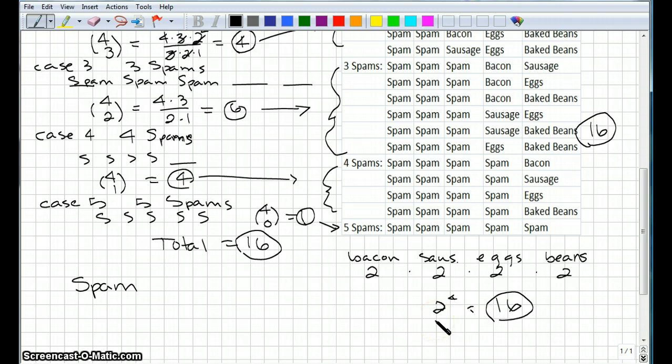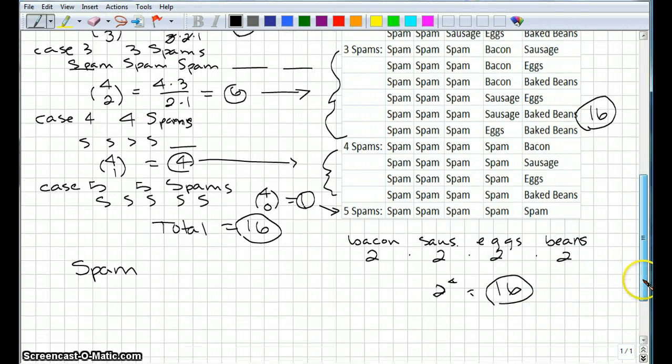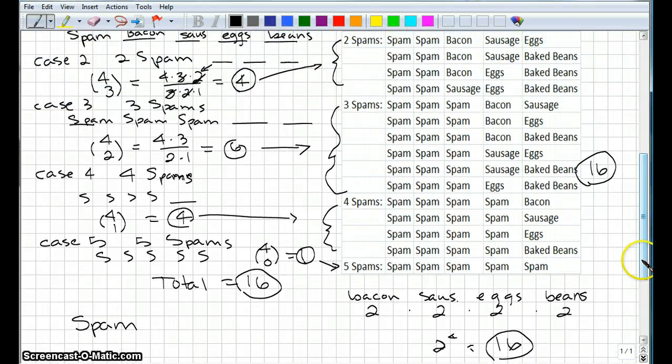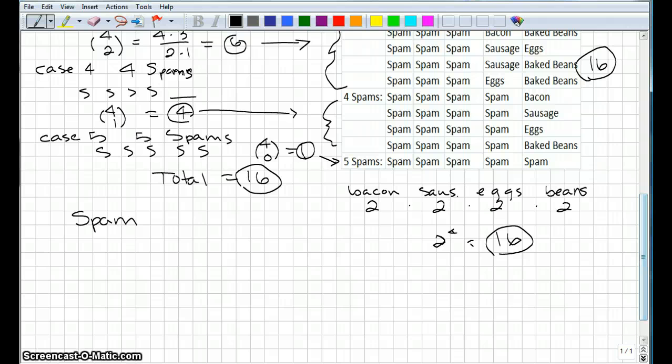But what's really interesting, and I want to continue on a little bit, I've got the answer, but the really interesting thing is that here we figured up the sum of 4 choose 4, 4 choose 3, 4 choose 2, 4 choose 1, and 4 choose 0, and we got 16. And so let's write that out.